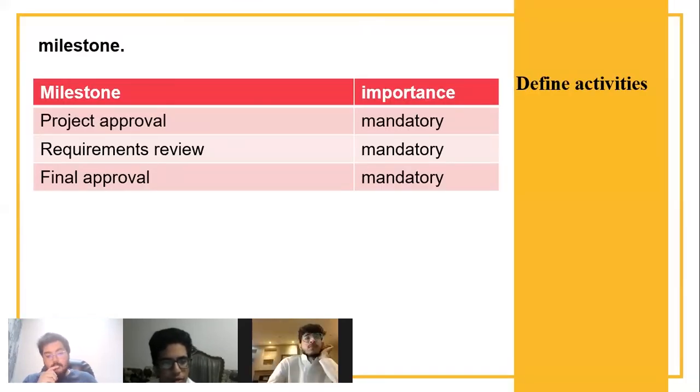For example, for our project, approval is mandatory. Requirements review, mandatory. And final approval is also mandatory. These are the milestones. When we get to the project approval, for example, we know that we are done with the planning and the approvals and the paperwork. Requirements review, we are done with the stakeholder engagement and all that is related to it, and the final approval is a milestone that tells us we have finished the project. Next.